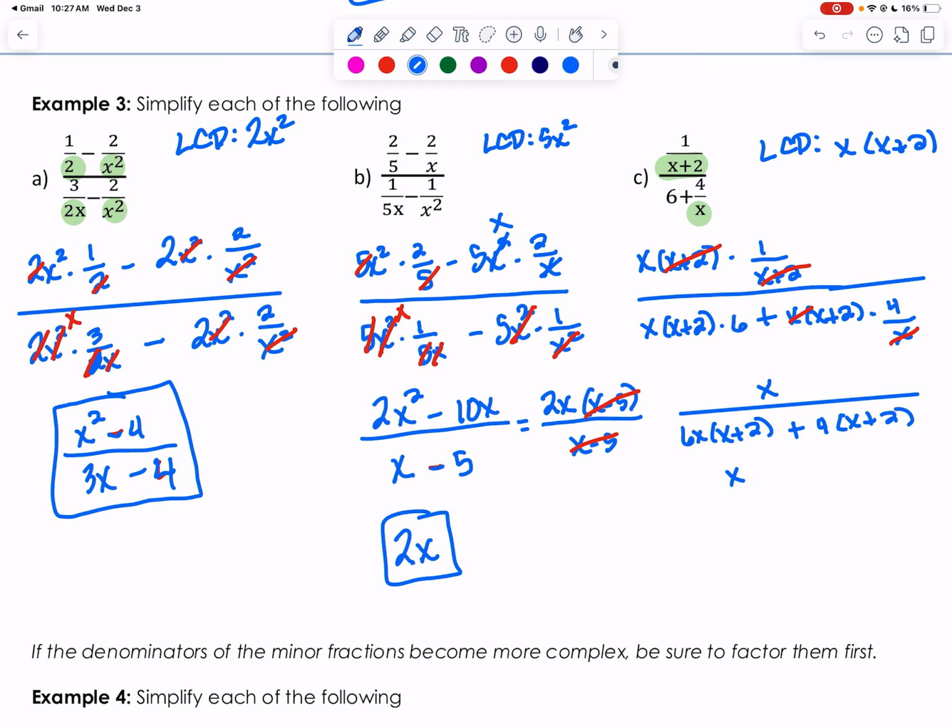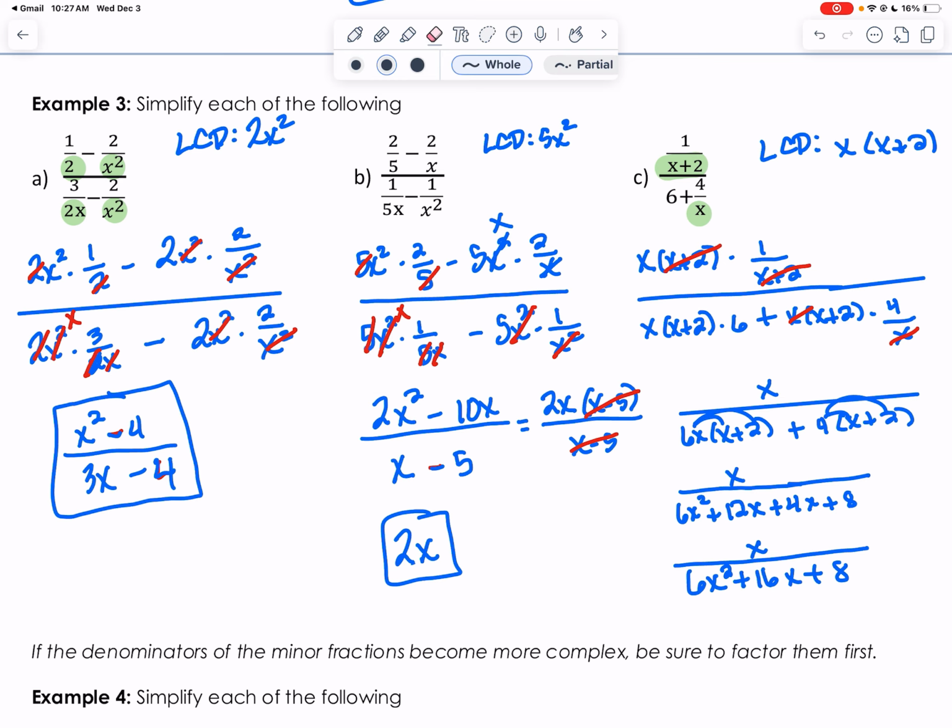So x over, so 6x times x is 6x squared. 6x times 2 gives me 12x. Here we have 4x, and 4 times 2, 8. Now combine like terms. 6x squared plus 16x plus 8. Now I could factor out the common factor here, but even if I did, nothing will cancel. So I'm going to leave this as my final answer.